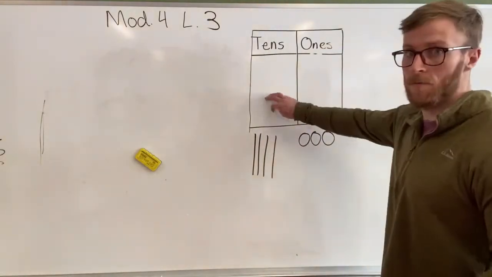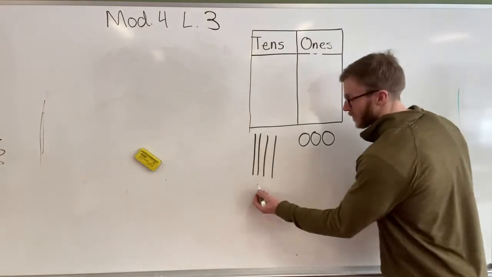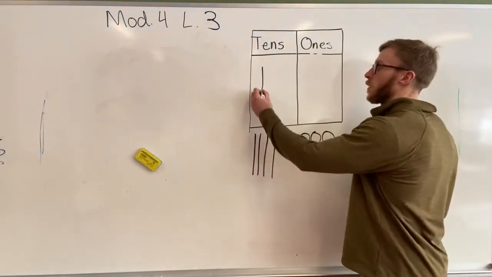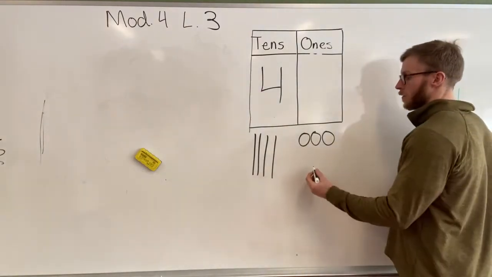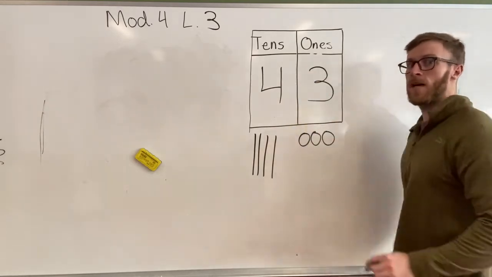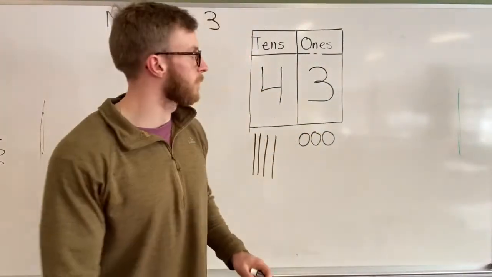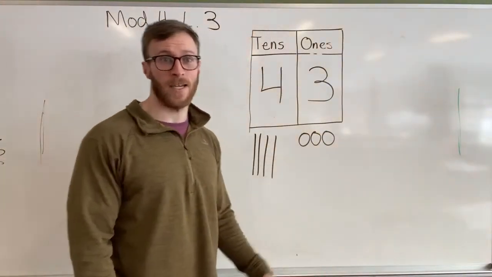How many 10s do I have? What do you think? Shout it out. Let's count. See if you're right. 1, 2, 3, 4. So we have 4 10s. Now let's count our 1s. 1, 2, 3. Did you get 4 10s and 3 1s? I hope so. If not, go back, see if you miscounted. All right, try counting again.